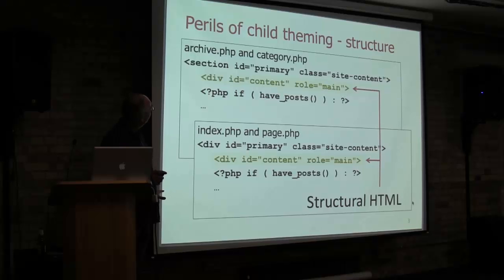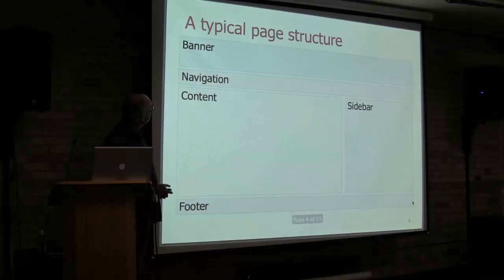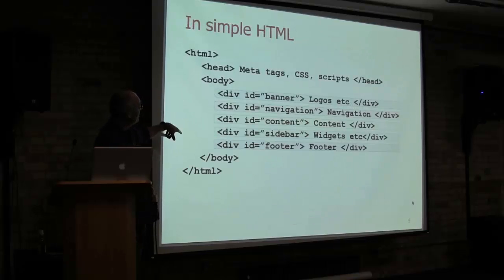So why don't we get around that problem? Here's a typical page structure, one that everyone's familiar with, it's not the only one obviously, and here's some very simple HTML that would build that, styled obviously with CSS. So what if you had one file in your theme that actually defined the structure for the entire theme? That's what I was trying to work towards.